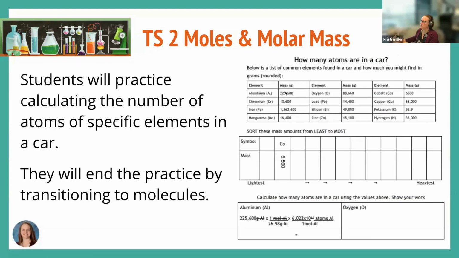So here's that example. We have the amount of aluminum found in your car. We can figure out how many moles that is. We can figure out how many atoms that is. This happens to be a two-step problem. And then we set up a continuum here so we get a perspective of how much that is, when we compare the values to each other. So that helps them get a relative perspective.